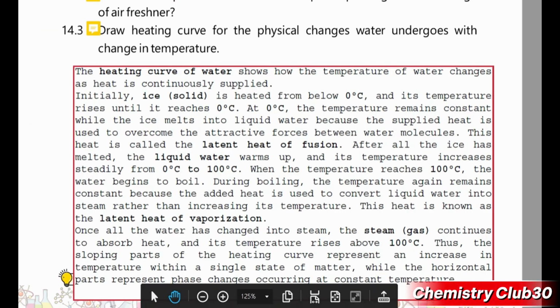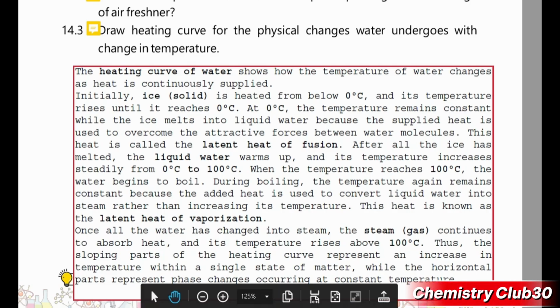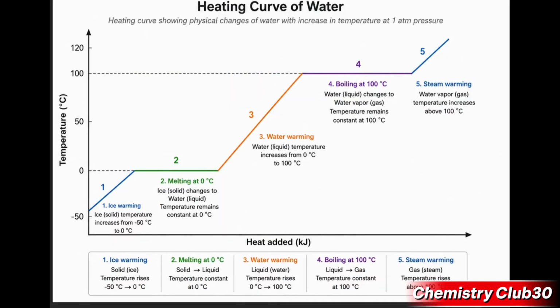Question number 3 is draw the heating curve for the physical change water undergoes with change in temperature. So for this answer, let's see first of all the heating curve. After that, we will explain. So this curve is the heating curve of water. The heating curve shows the physical change of water with increase in temperature at 1 atmospheric pressure. So this heating curve starts from this point where the temperature is minus 50 degrees Celsius. So this temperature should be below 0 degrees Celsius.